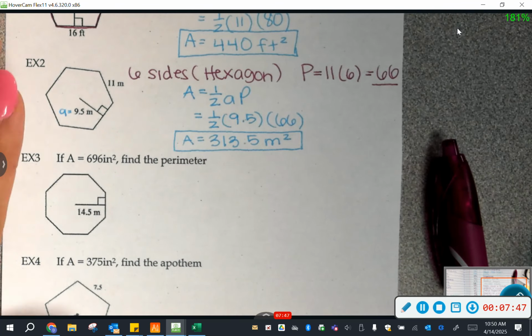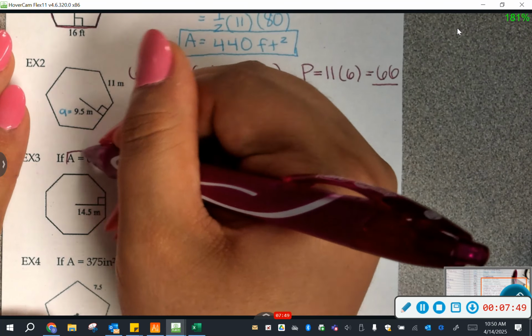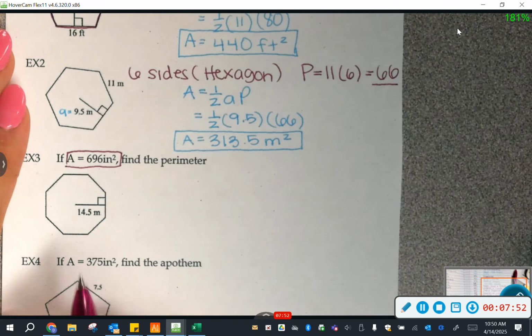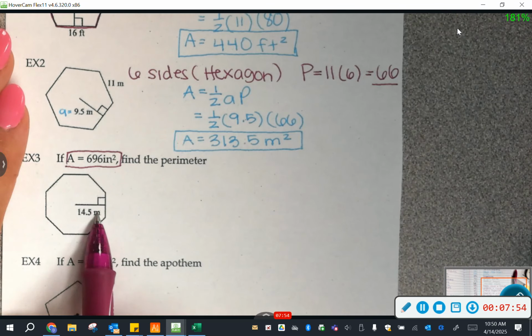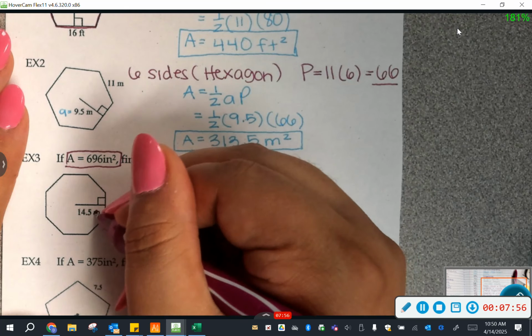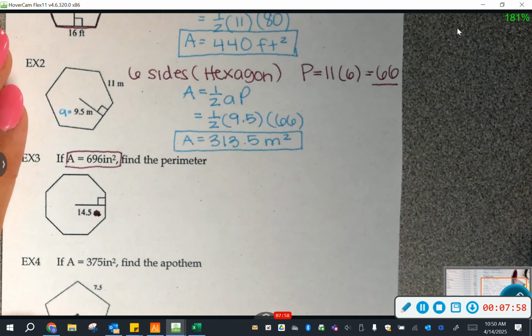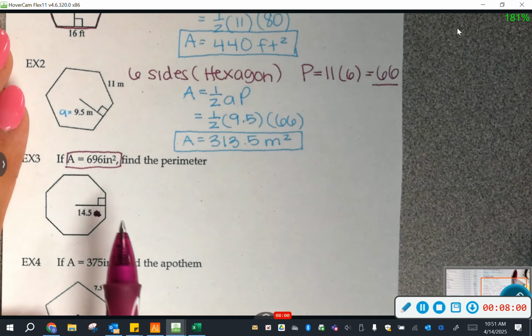It says, if the area is 696 inches squared. Hey, do y'all see how this says inches and that says meters? Can you just cross out the meters? They shouldn't be different. Focus.